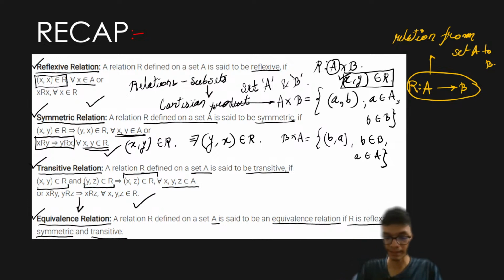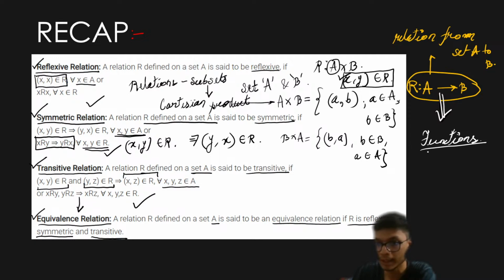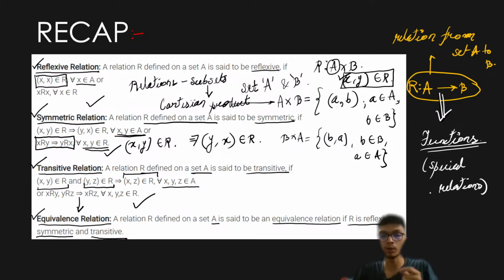Okay, so once you understand this part of relations, we can proceed to the next part, which is that relations are classified into functions. Functions are special relations, such that for every input in the given domain, we definitely have a corresponding output in the codomain. So a function is one where for every input, we definitely have an output. Those are defined as functions.